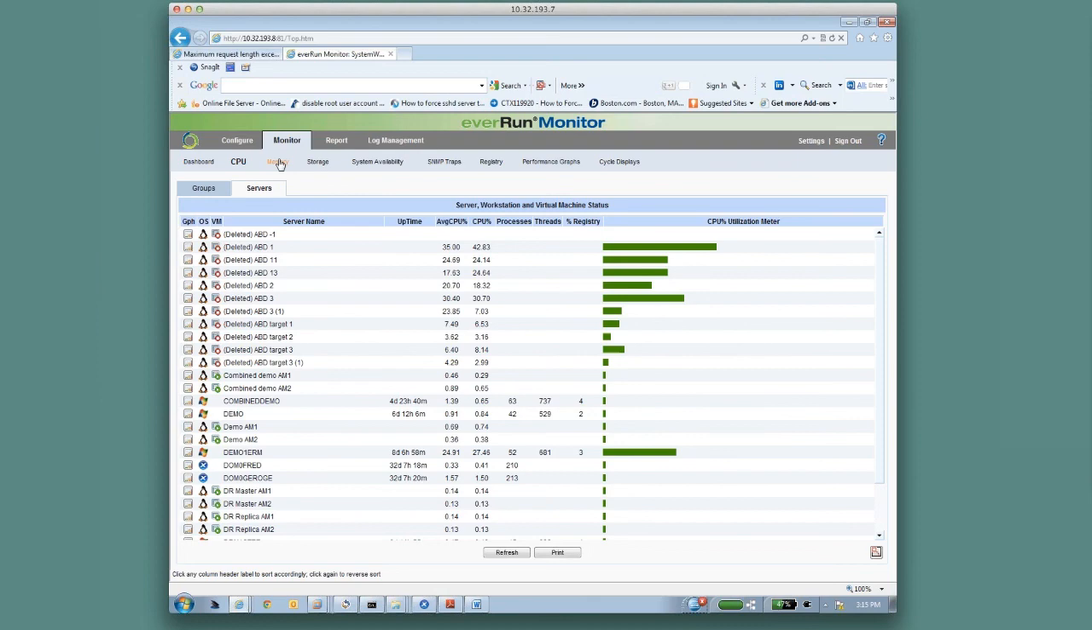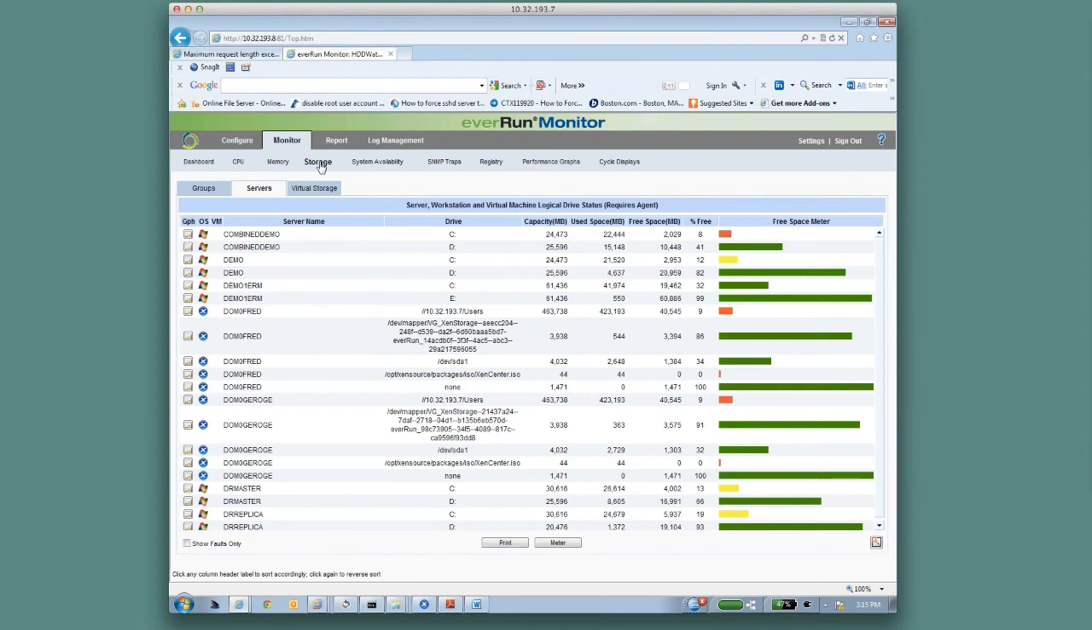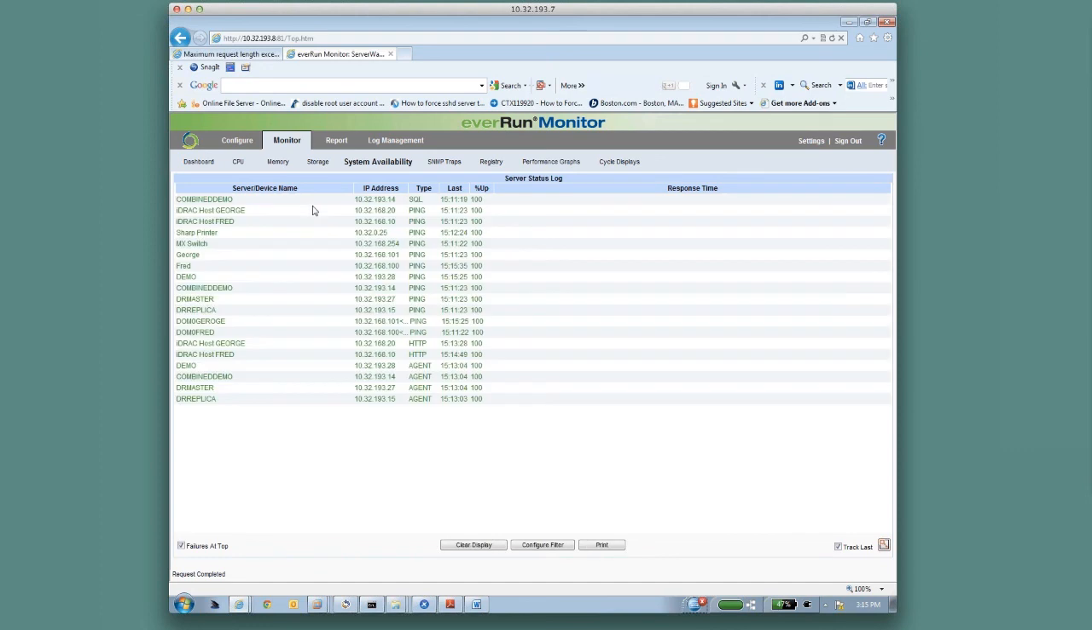So here's CPU, here's memory, here's storage. Here are all the things that I want a quick view of, and who are the top consumers. The next tab really gets interesting for us, and this is the system availability tab. This is really where, if I've taken an availability rule and created it, that's going to be reported on. And so here I can quickly see as it cycles through, it's doing things like pings, logging into SQL, logging into a web page, and monitoring the availability of the agent and its response.